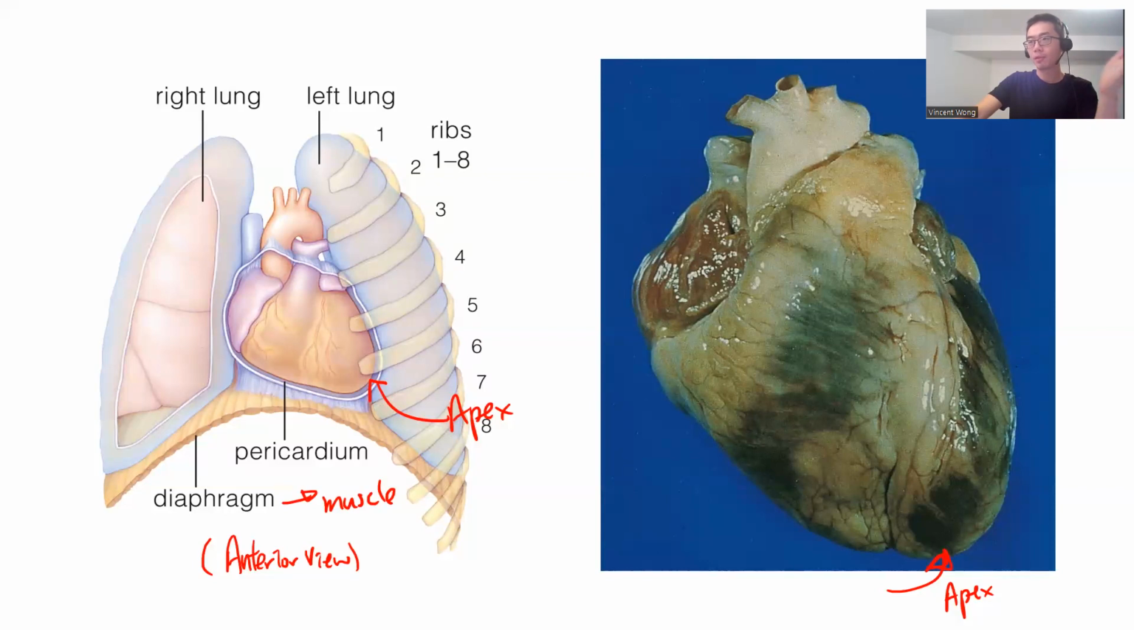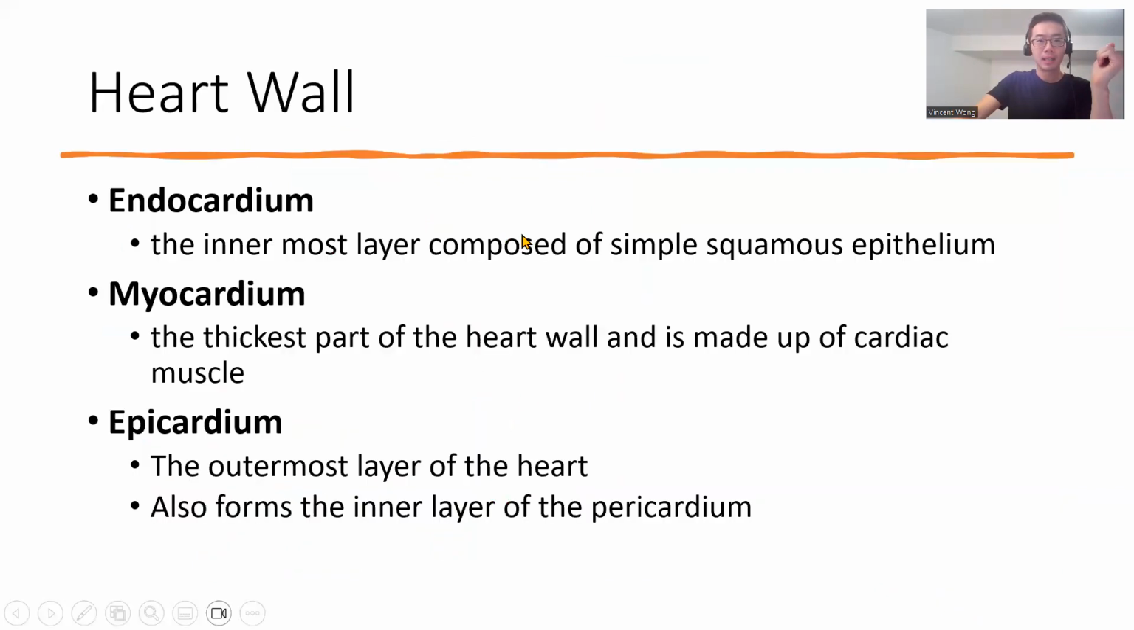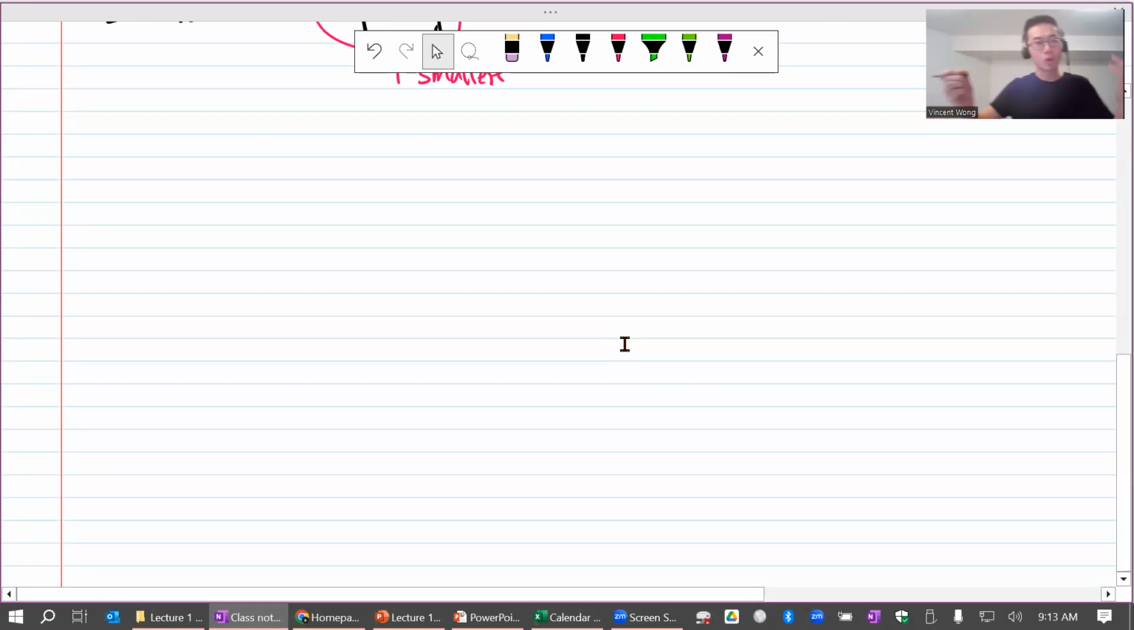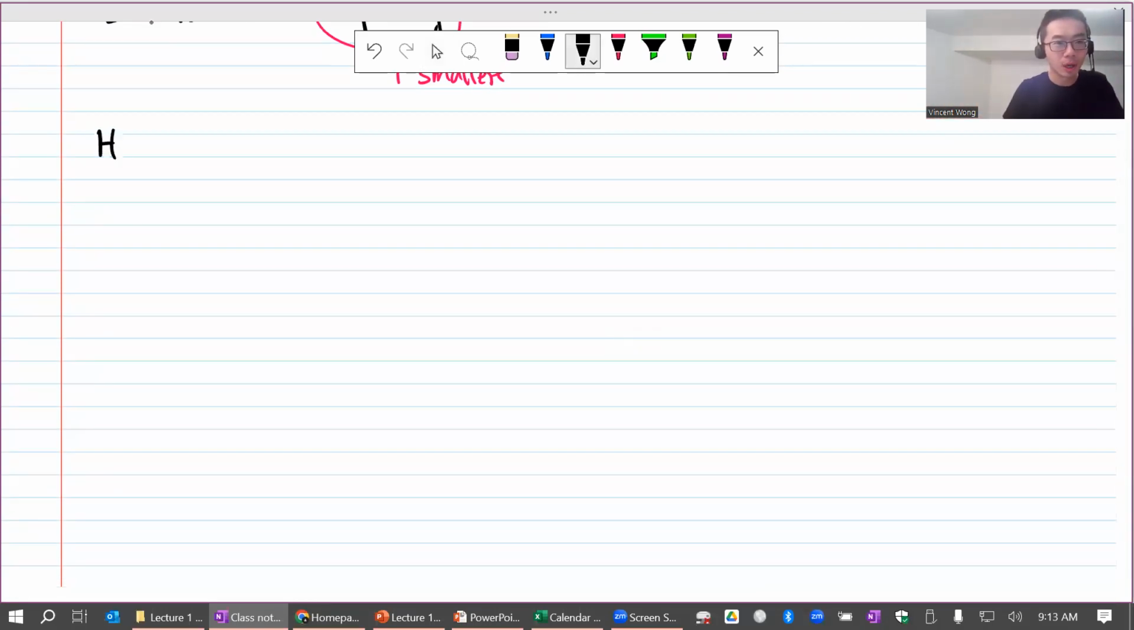Okay, let's move on. Now this next part is confusing. But let's try to understand it by drawing it. So we'll talk about the heart wall.